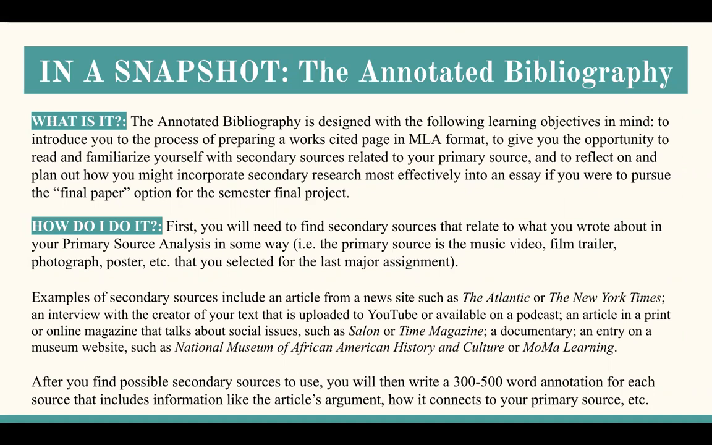Now, how do you go about doing it? First, you'll need to find secondary sources that relate to what you wrote about in your primary source analysis in some way. And again, the primary source is the music video, film trailer, photograph, poster, etc., that you selected for the last major assignment. And then I recap for you here different examples of potential secondary source types. After you find possible secondary sources to use, you will then write a 300 to 500 word annotation for each source that includes information like the article's argument, how it connects to your primary source, etc.